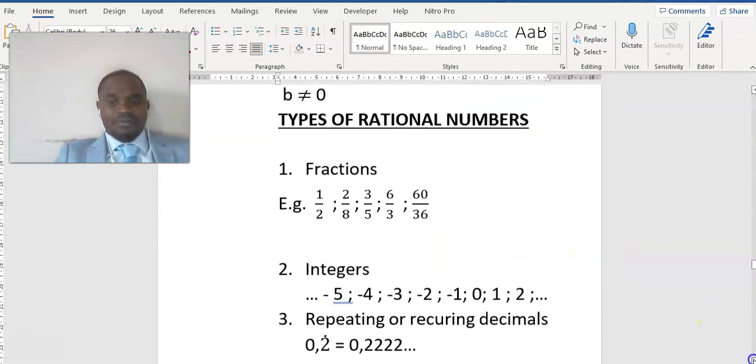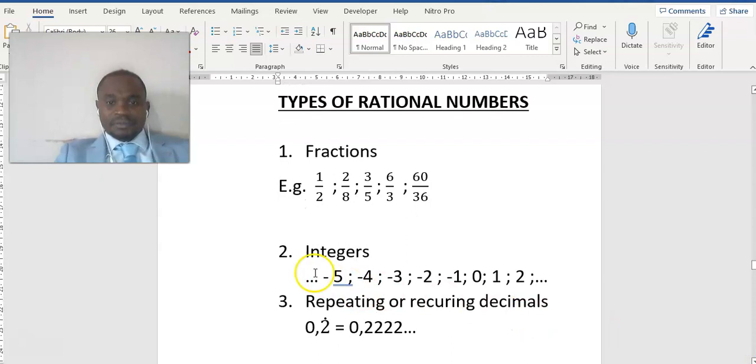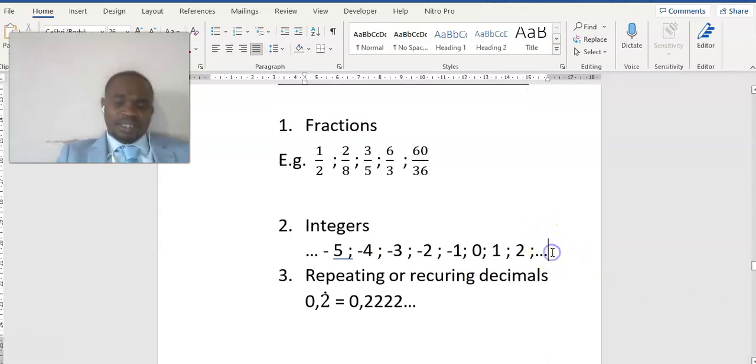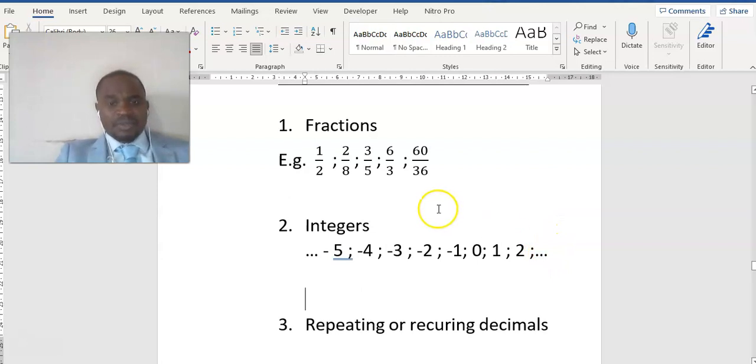Another type of rational number is integers. Integers, they are positive and negative whole numbers. Example, like -3, -4, -5, -20, 0, 1, 2, 3, 4, 5, 6, etc. Alright, they are rational numbers. Why are we saying they are rational numbers? Because we can write this one in the form a over b. How? I'm going to show you.